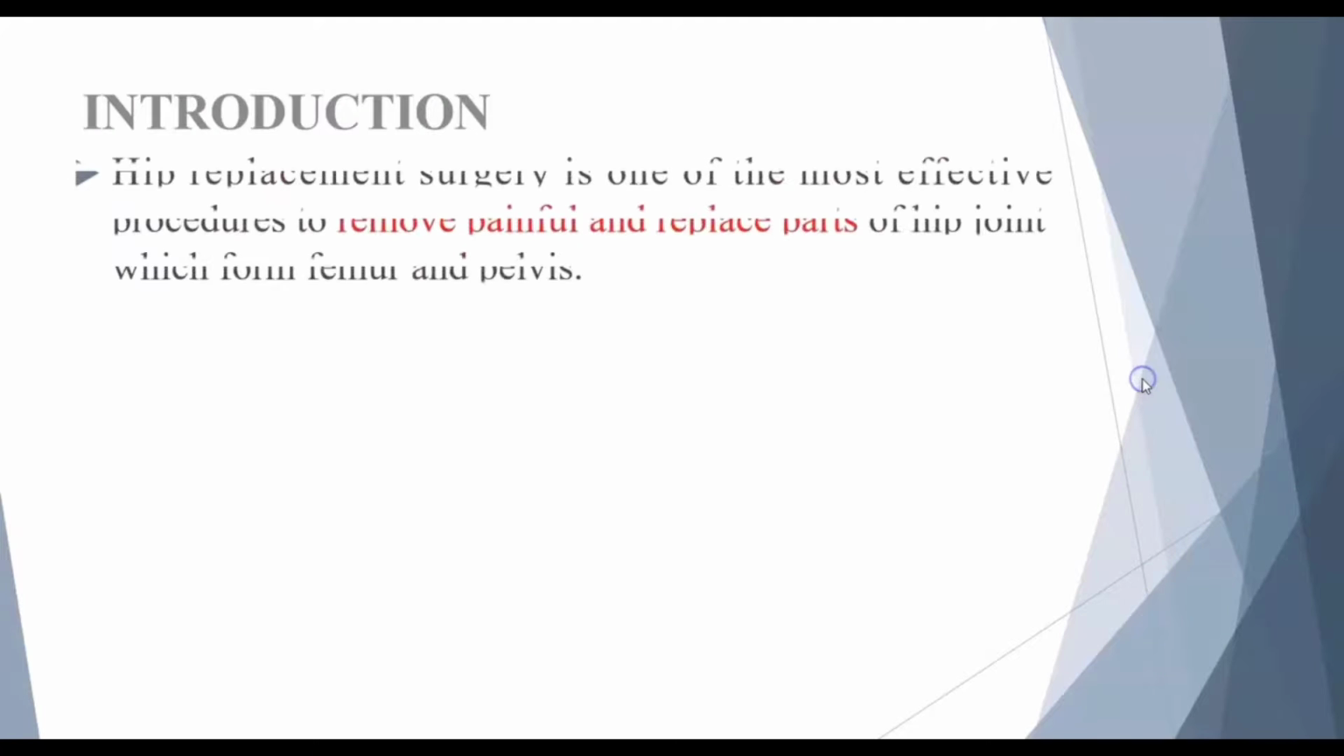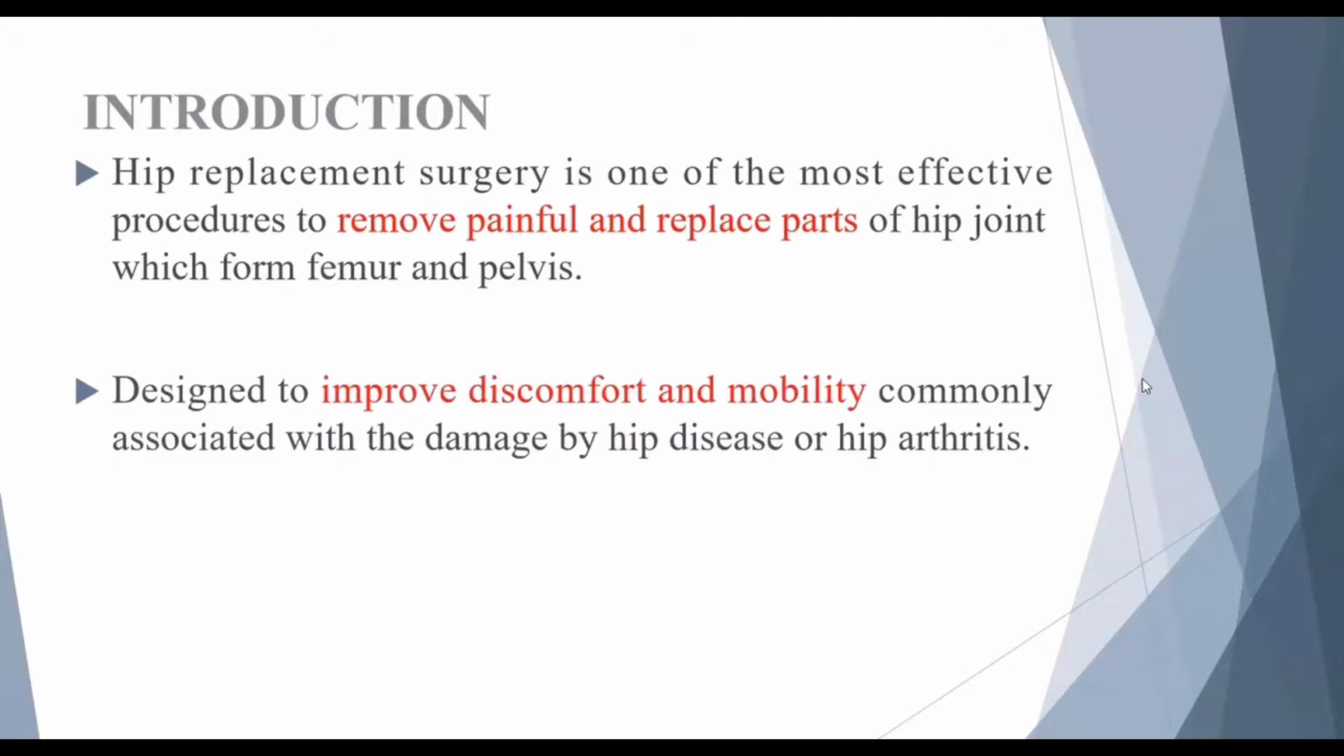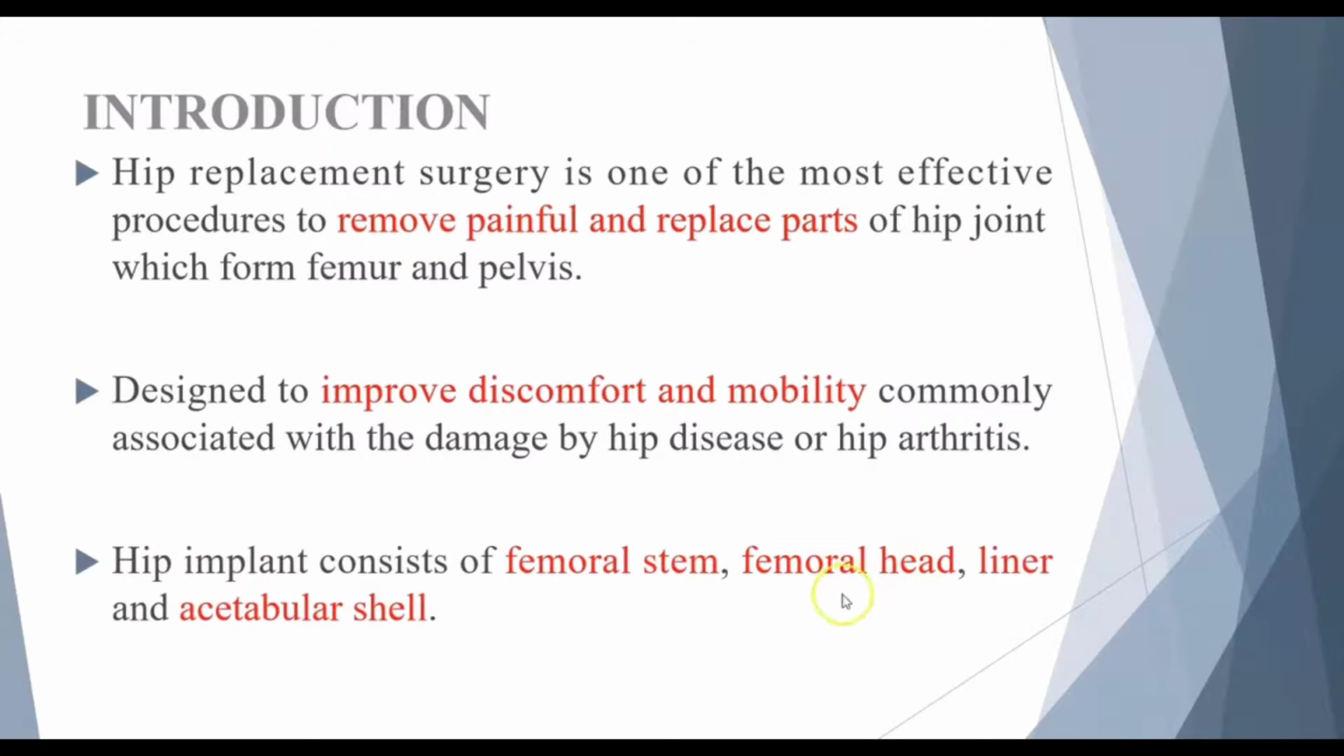In recent years of the medical industry, hip replacement surgery is one of the most effective procedures to remove painful and replace parts of the hip joint. It is designed to improve discomfort and mobility commonly associated with damage by hip diseases. A hip implant consists of the femoral stem, femoral head, which is known as the ball, liner, and acetabular shell, which is also known as the socket. All of these have their own unique features like dimension, shape, and material.